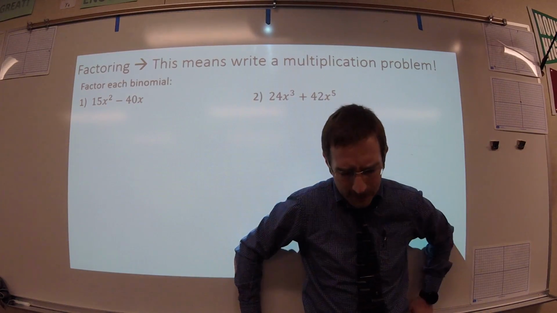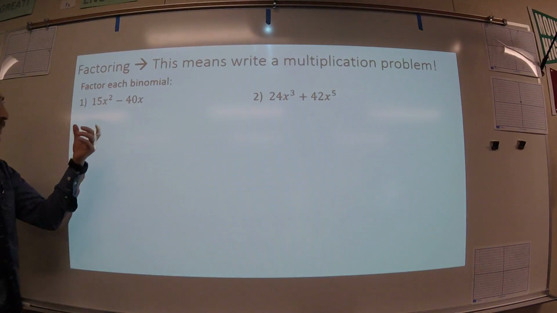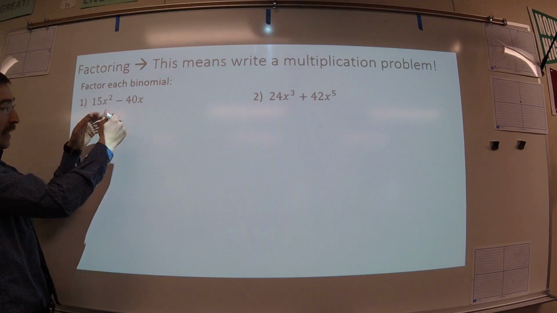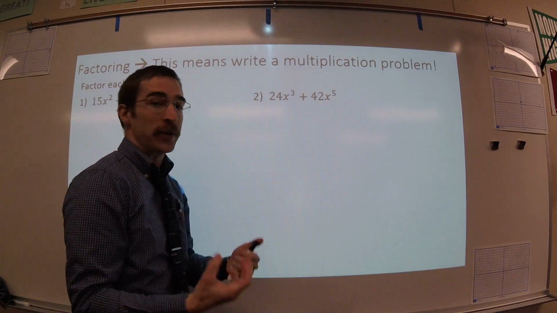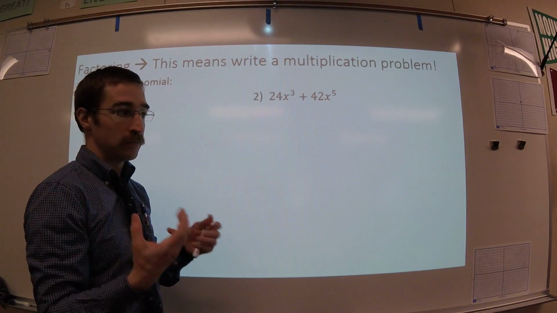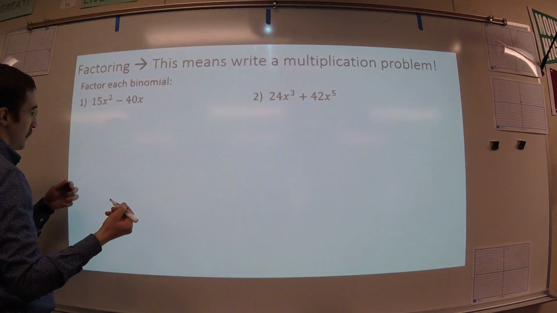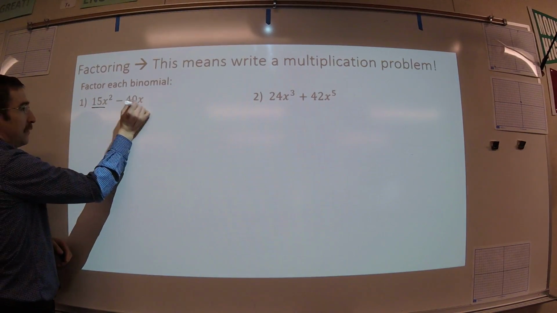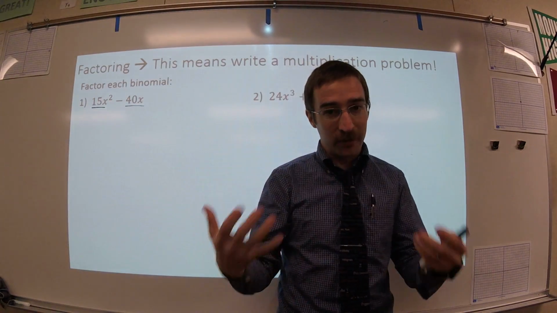So let's go ahead and do this. Looking at 15x squared minus 40x, it is a binomial, and they both have at least an x in there. So what we do here is we say, hey, we can just factor something out, which is essentially just dividing out the largest common factor, the greatest common factor, like they like to say. So I look at the numbers, 15 and 40, and I say, what divides into both 15 and 40? What's a factor of each of those numbers?